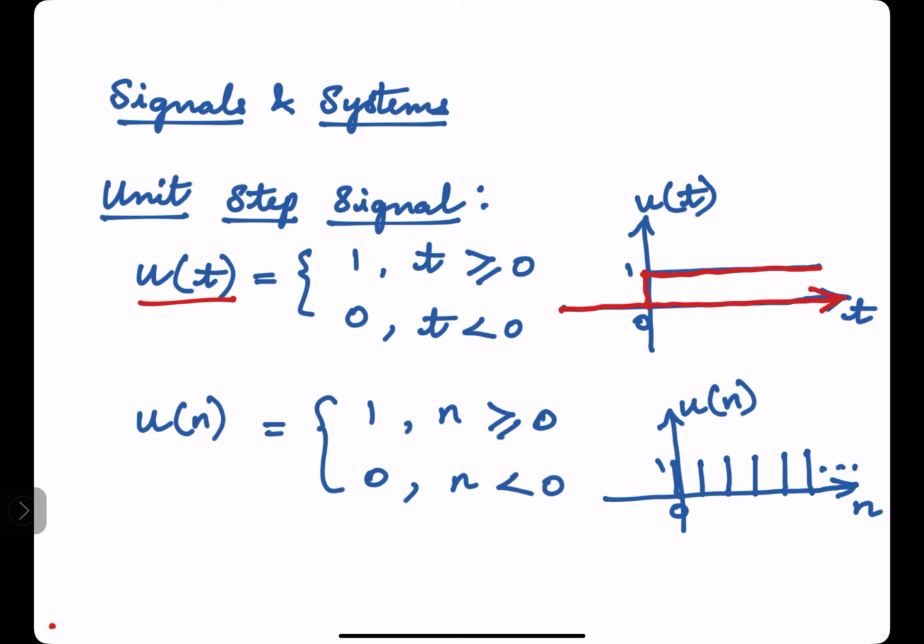In discrete time, here this u of t is a continuous time signal. Here this u of n is a discrete time signal. So in discrete time, u of n is equivalent to 1 for n greater than or equal to 0 and 0 for n less than 0. In graphical representation, u of n occurs only at discrete instances of time. Because it is a discrete time signal, it will occur only at discrete instances of time.